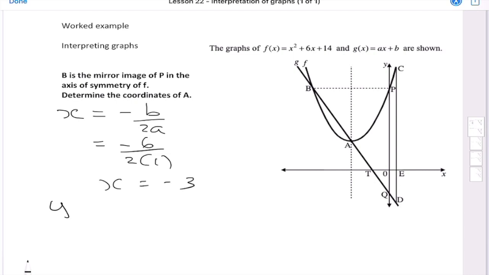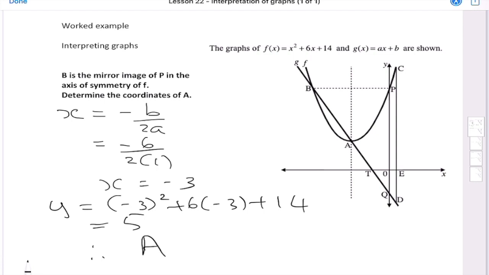And now we need to find the y coordinate. So substitute negative 3 into the function, and that should give us y is equal to 5. Therefore, the coordinates of point A are negative 3 and 5.